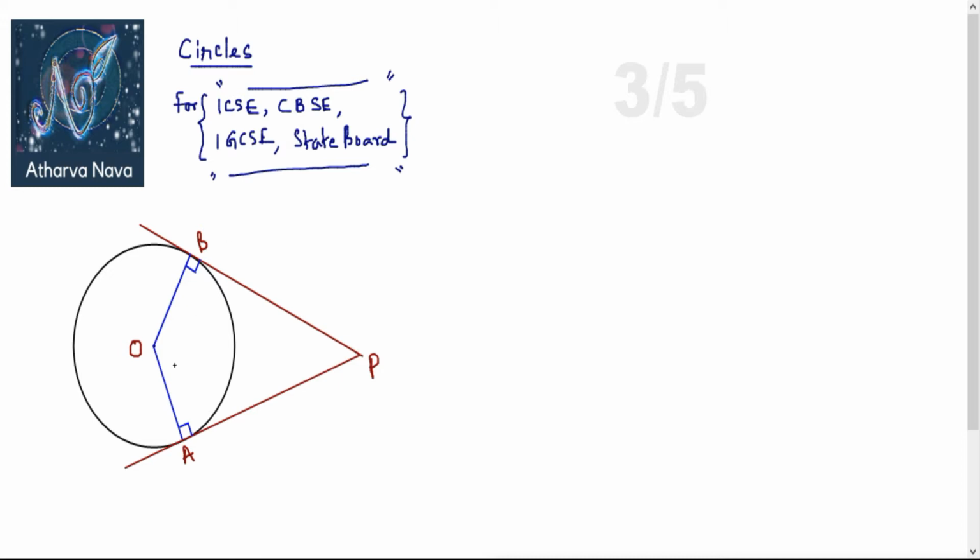Okay, and the second property we are going to discuss today is about tangents only, and you can see a figure on the screen that there are two tangents, namely AP tangent and BP tangent. Externally they are meeting at a point called P, okay, and the center of the circle is O. Now what we are analyzing is that the tangents AP and BP are equal.